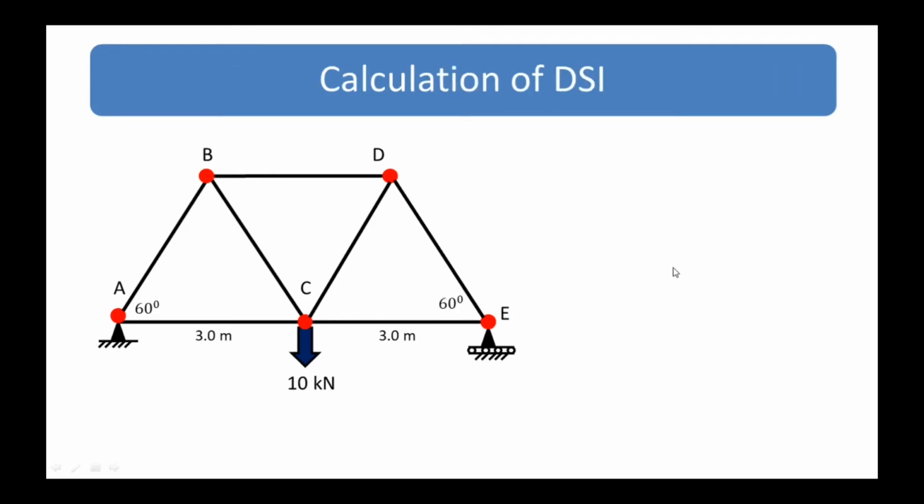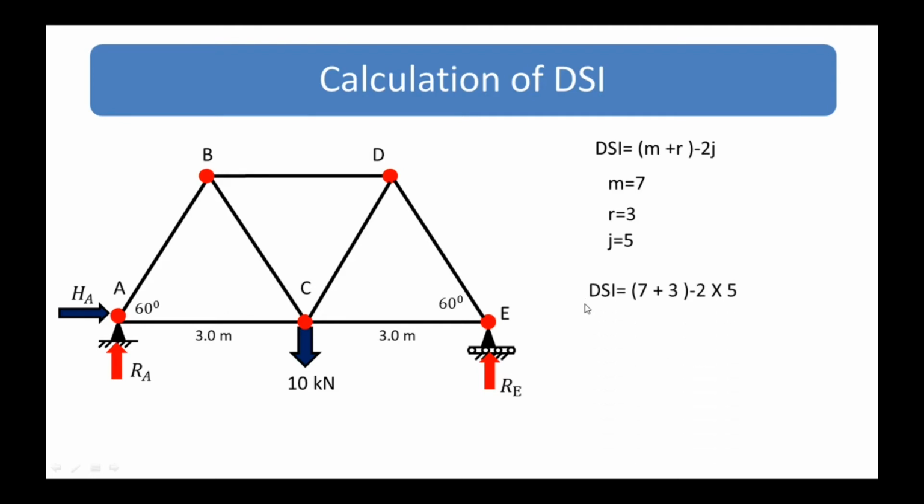So the first step is to calculate the DSI, the degree of static indeterminacy, and the formula is m plus r in bracket minus 2j. Here m is the number of members, that is 7, and r is equal to 3, the three reactions Ra, Re and Ha. J is equal to 5, as A, B, C, D and E are the 5 joints. If we put this in our equation, 7 plus 3 in bracket minus 2 into 5, this becomes 0. 7 plus 3 is 10, and 5 into 2 is 10. So DSI is equal to 0.